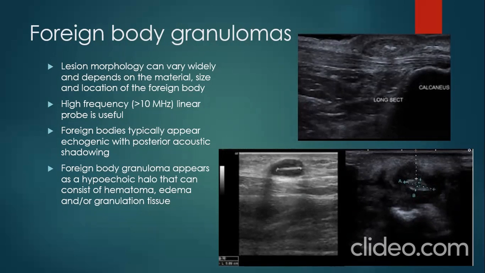Sometimes the foreign body granuloma appears as a hypoechoic halo that can consist of a hematoma, of edema, or sometimes granulation tissue is seen in these images. These are our hypoechoic halo. So this could be hematoma, this could be edema, depending on the foreign body that we're dealing with.